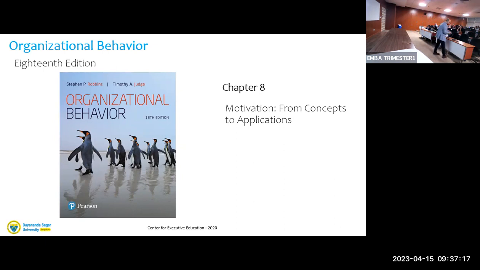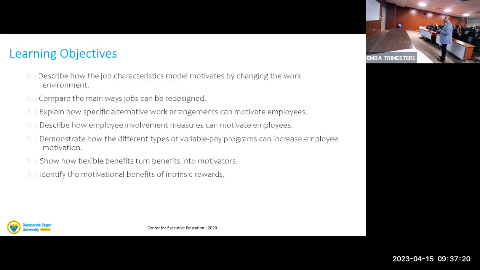We'll look at some of the other strategies that may exist. The next slide will show you something called the job characteristic model. The job characteristic model is very important because eventually what seems to motivate people is the quality of the job and not the extrinsic rewards that you get. So how do we redesign jobs so that people are motivated and happy to do those jobs? Explain how specific alternative work arrangements are motivational. What alternative work arrangements can you think of that are motivational?